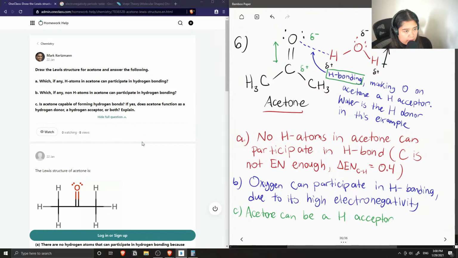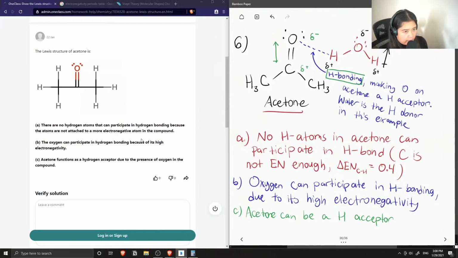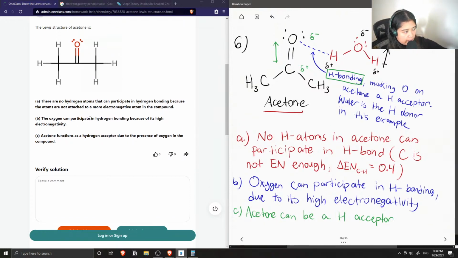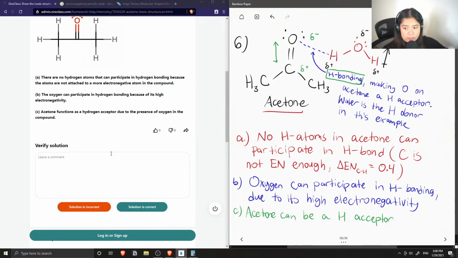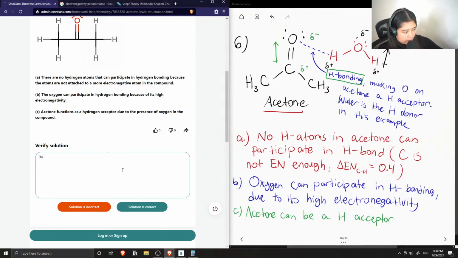So now let's see what the junior tutor said. They have the correct Lewis structure of acetone, and they said for part A, there are no hydrogen atoms that can participate in the hydrogen bonding because they're not attached to a more electronegative atom in the compound. B, the oxygen can participate in hydrogen bonding because of its high electronegativity. C, acetone functions as a hydrogen acceptor due to the presence of oxygen in the compound. Yep, so this solution is correct.